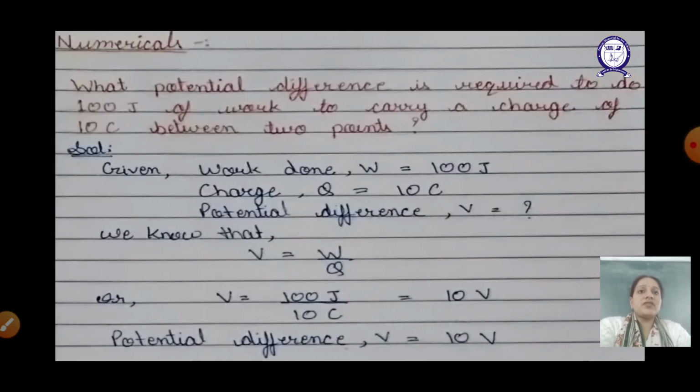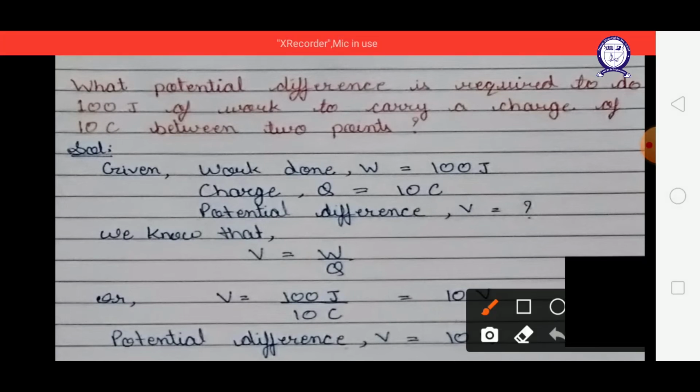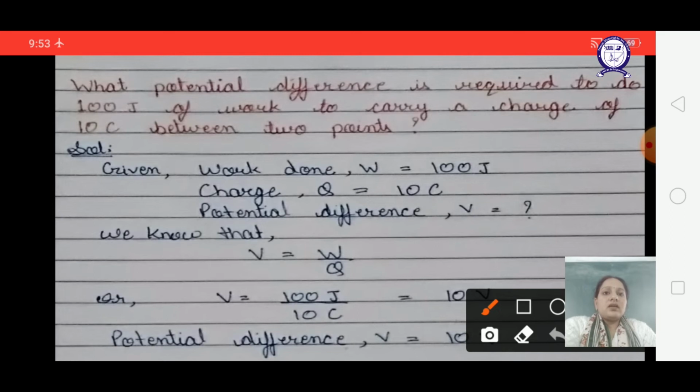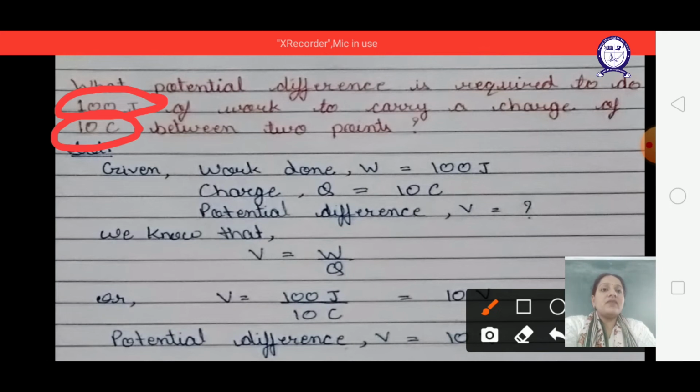Now, let's discuss numericals based on electric potential. The very first numerical is: what potential difference is required to do 100 joule of work to carry a charge of 10 coulomb between 2 points? That means in this question, work done is given as 100 joule and the quantity of charge is given as 10 coulomb. We have to calculate the potential difference. Work done is 100 joule, quantity of charge moved is 10 coulomb, and we have to determine the potential difference.